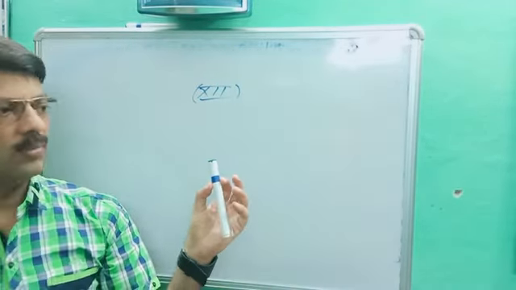This is the 12th level point. In class 10th, that was I is equal to Q upon T. Same thing we are getting, I is equal to dQ upon dt. So this is all about your electric current.